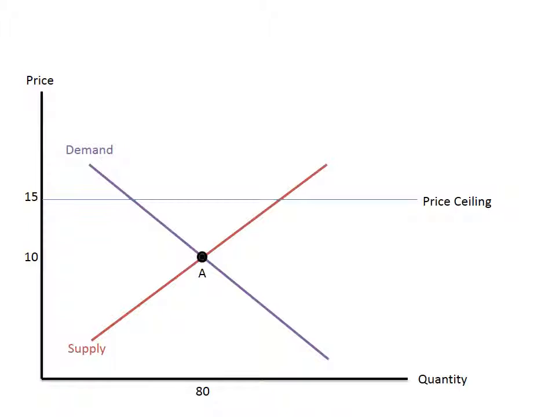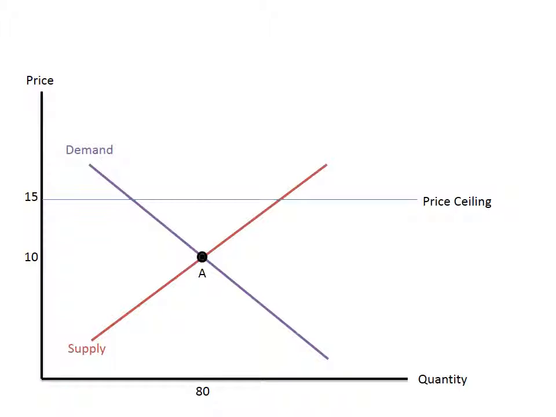What's going to happen? Why don't you pause the video and think of the answer before going on. Okay, what will happen is absolutely nothing. The market wants to set a price of $10. It doesn't want to go above $15. A ceiling is a maximum price. You can't go above your ceiling, but you certainly can go below it.